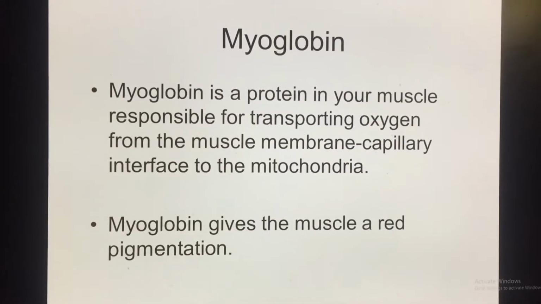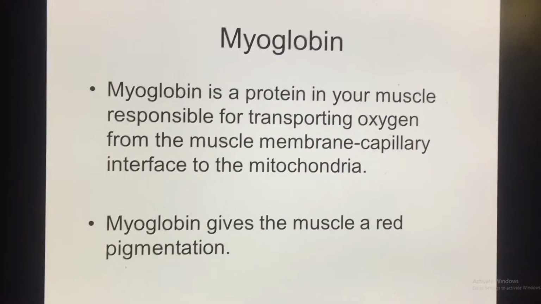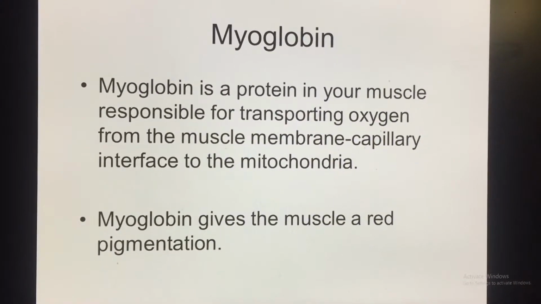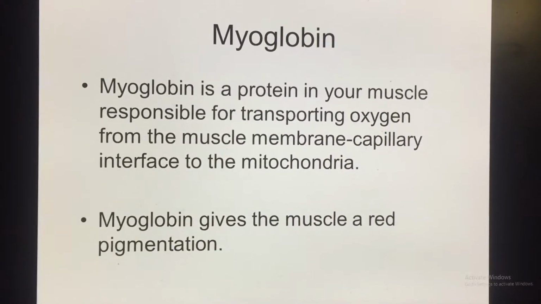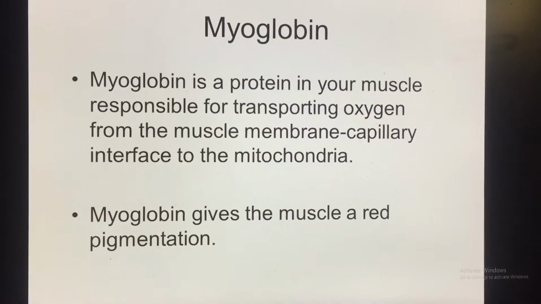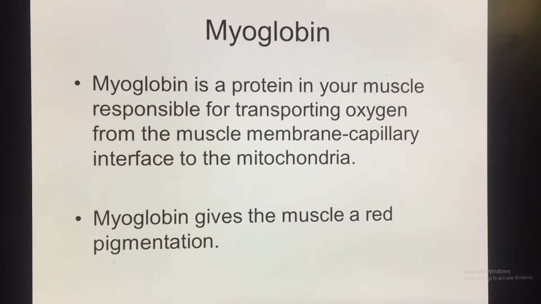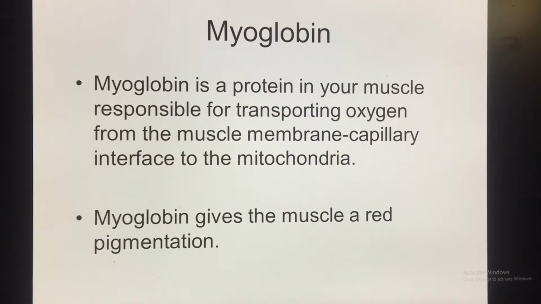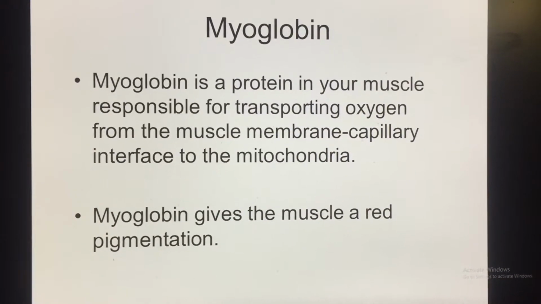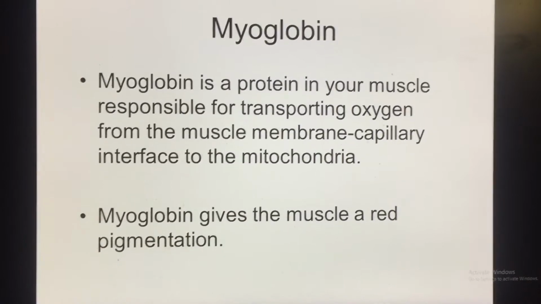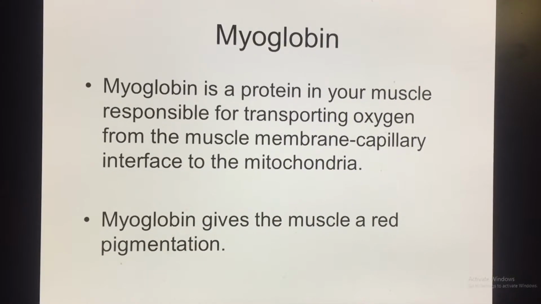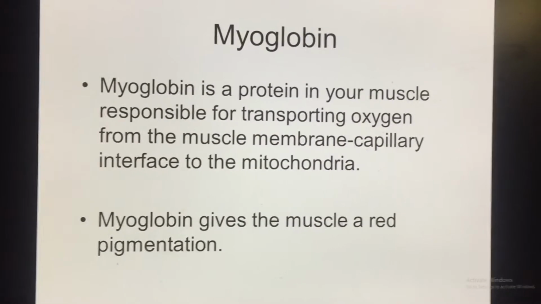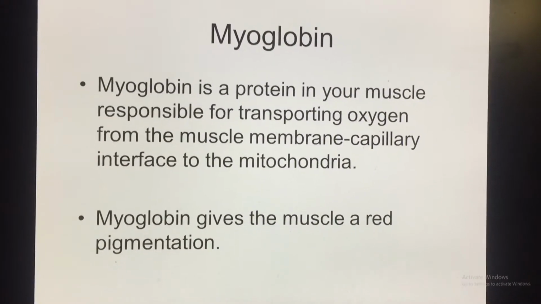Another metabolic property to look at in muscle fibers is this protein called myoglobin. Myoglobin is a protein in your muscle that is responsible for transporting oxygen from the muscle membrane capillary interface to the mitochondria. So it will take oxygen and deliver it from the capillaries that feed your muscle and bring it to the mitochondria where it's used to break down carbohydrates, proteins, fats for energy. And myoglobin gives the muscle a red pigmentation. It's your slow oxidative type 1 slow twitch fibers that have a high amount of myoglobin.